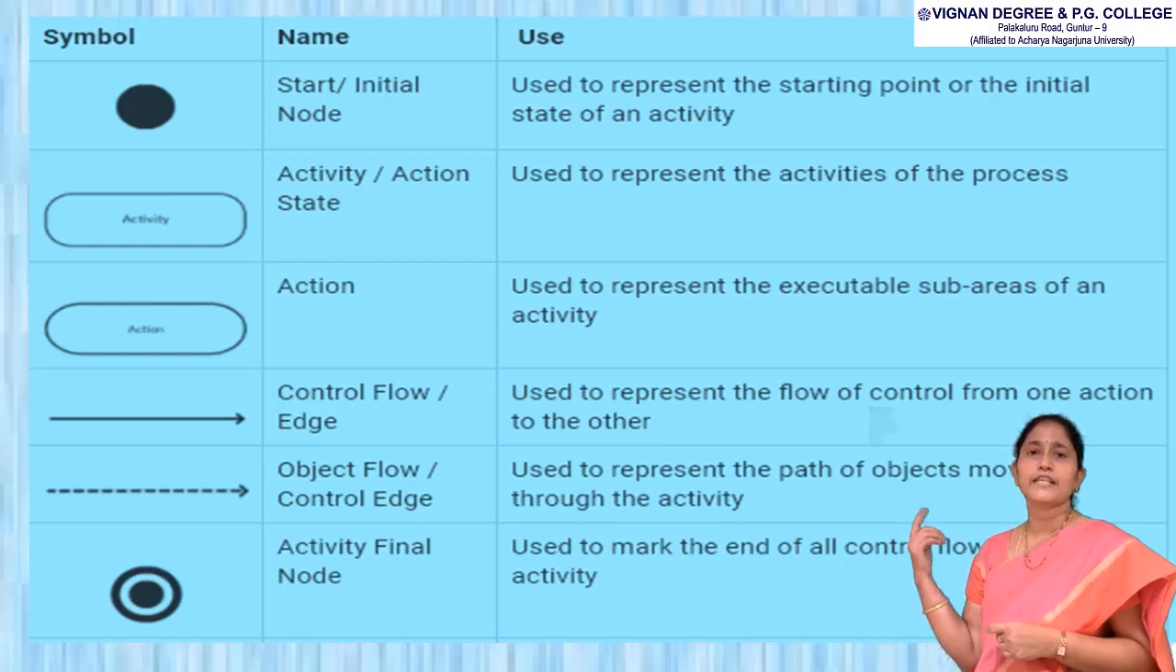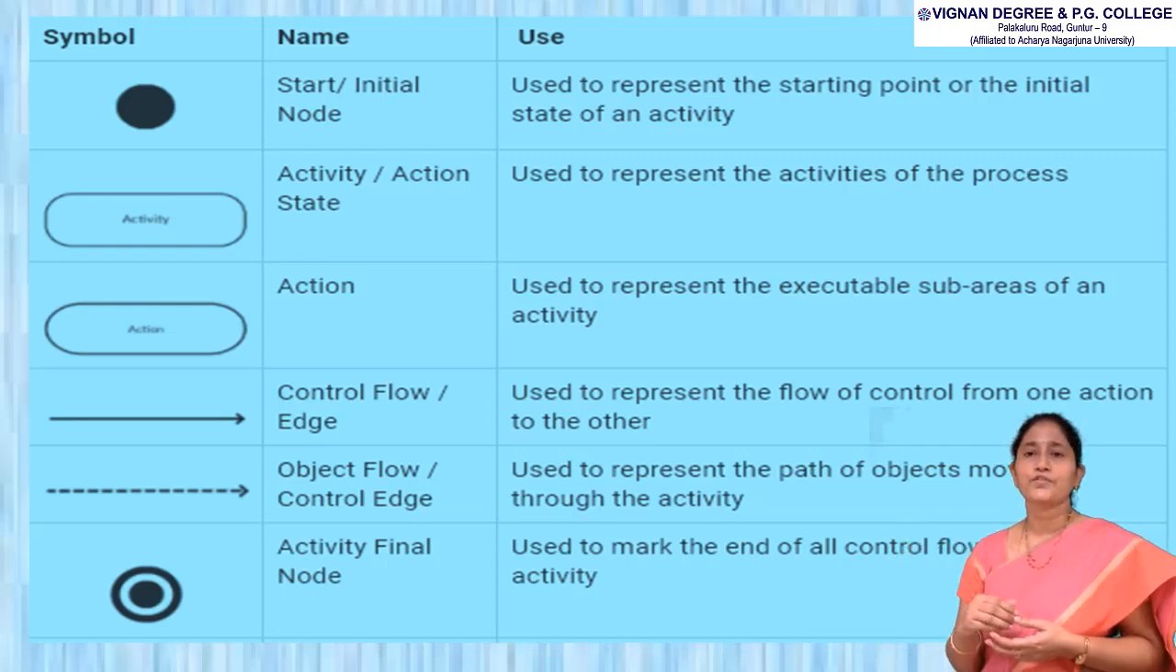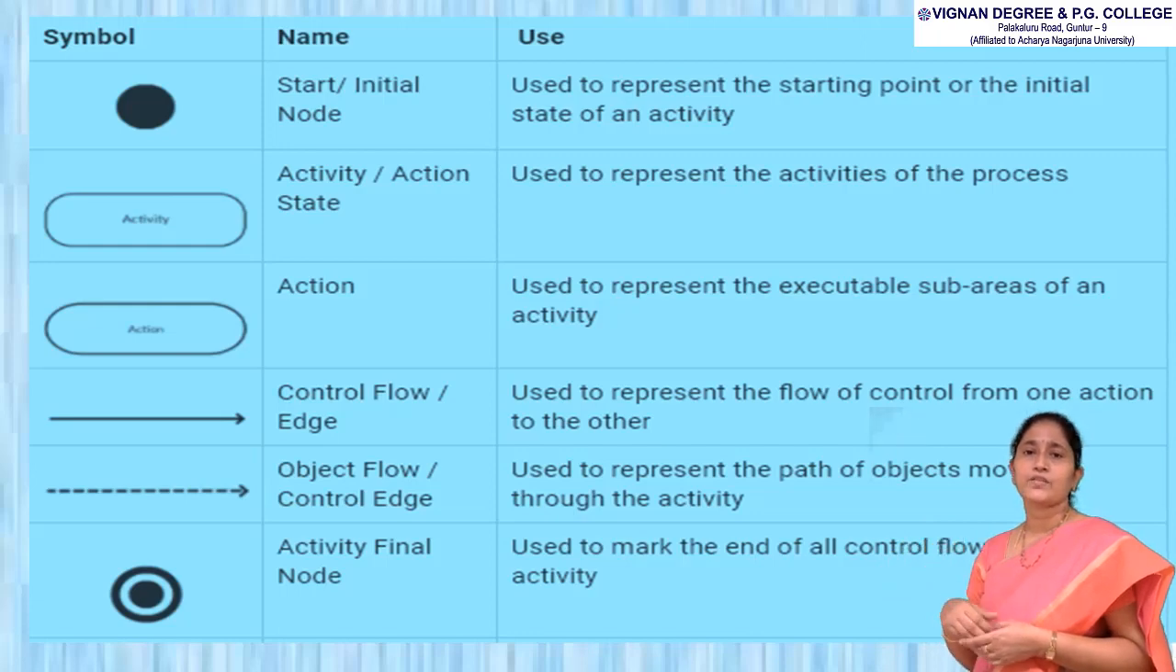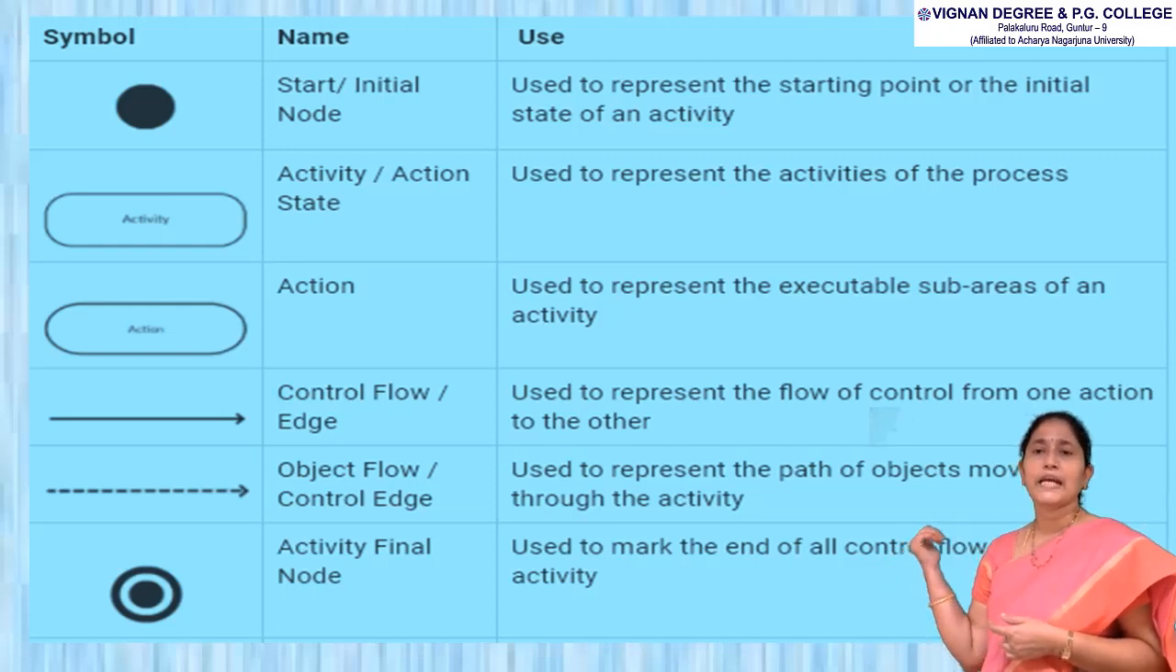node. So the first one is the initial node. It is used to represent the starting point or initial state of an activity. And the second symbol is the activity or action state. This symbol is used to represent the activity of the process. The third symbol is the action. This symbol is used to represent the executable sub area of an activity.